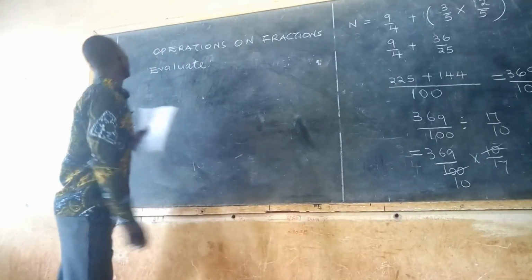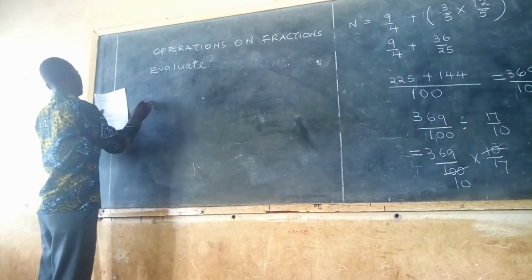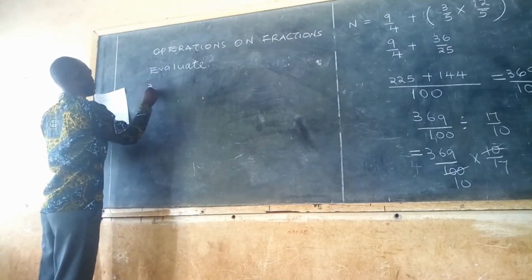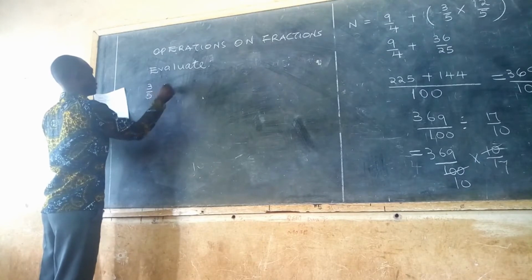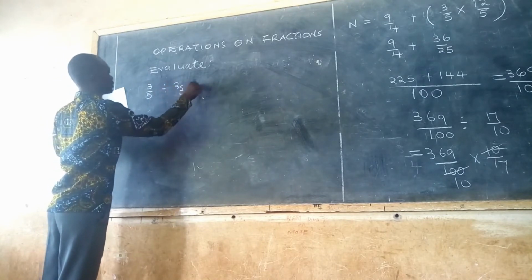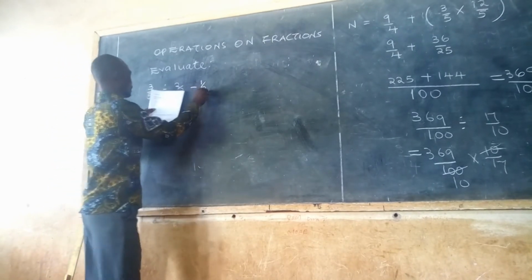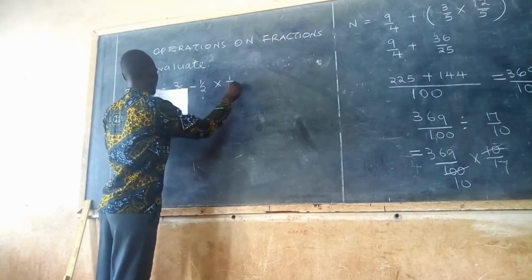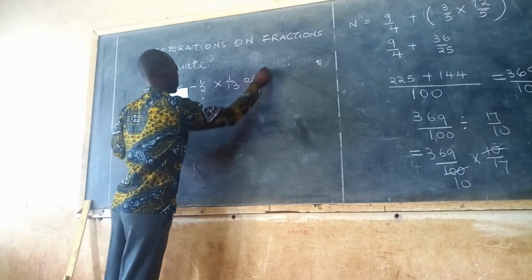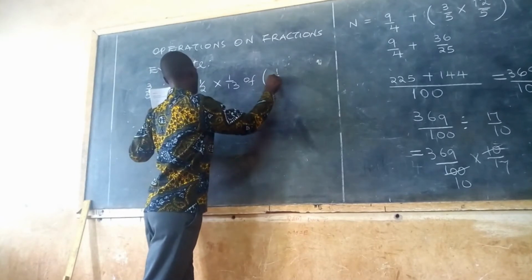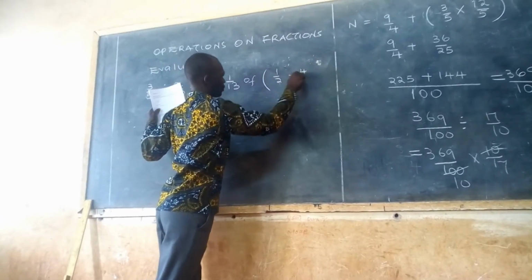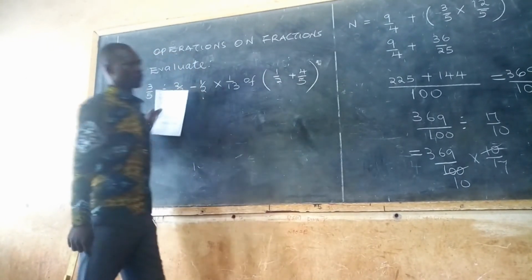Evaluate 3 over 5 divided by 2 over 3 minus a half times 1 over 13 of, in bracket, 1 over 2 plus 4 over 5. That is what we are given.